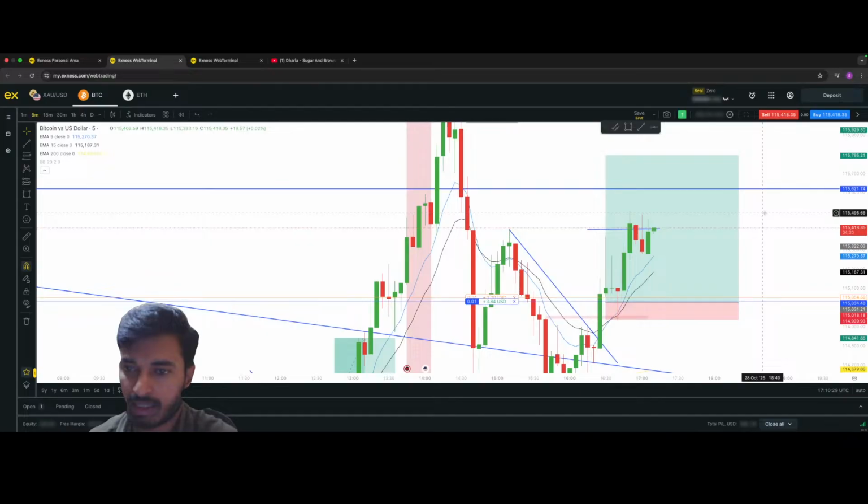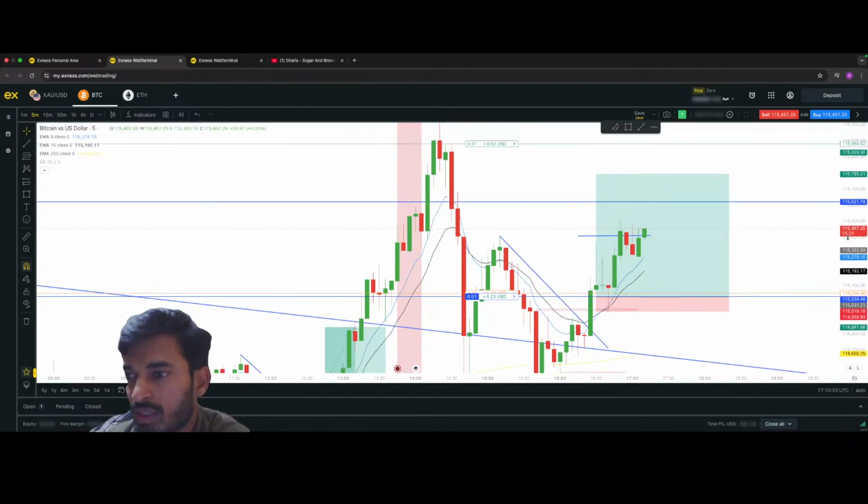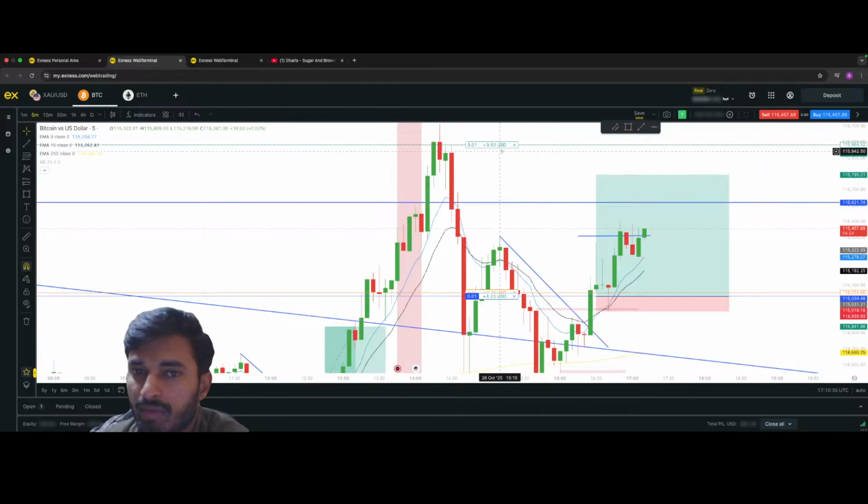If the target hits, then it is well and good, or else we'll close the trade. I mean, we have already kept the target. If the target hits, then it will book, or else it will end in a cost to cost.